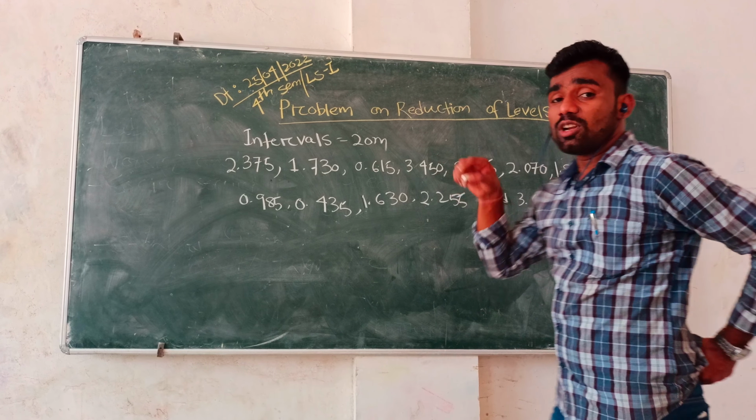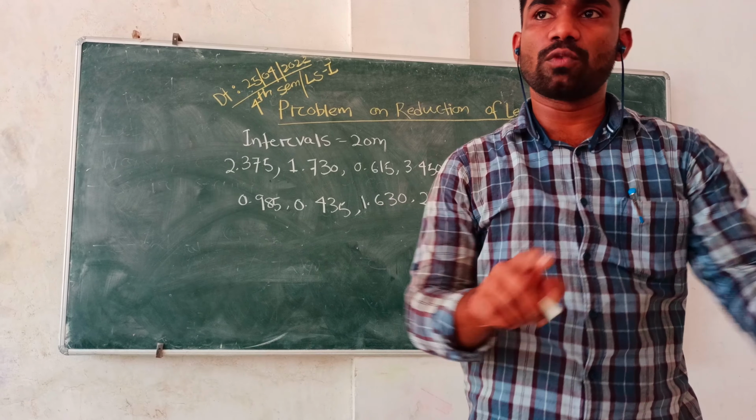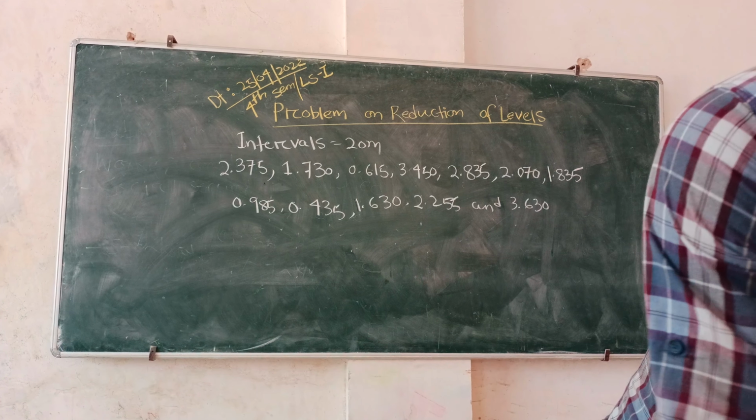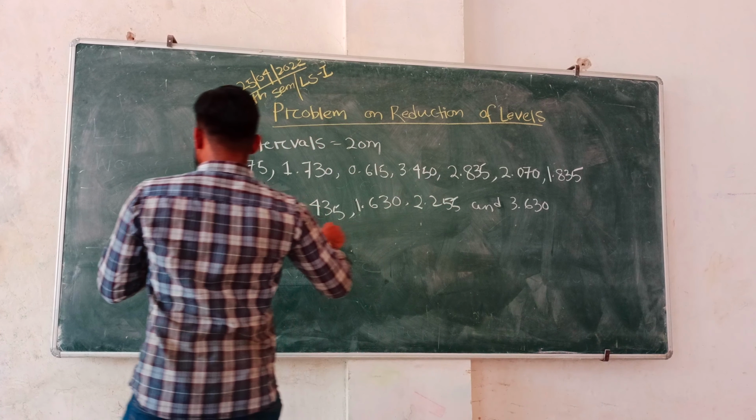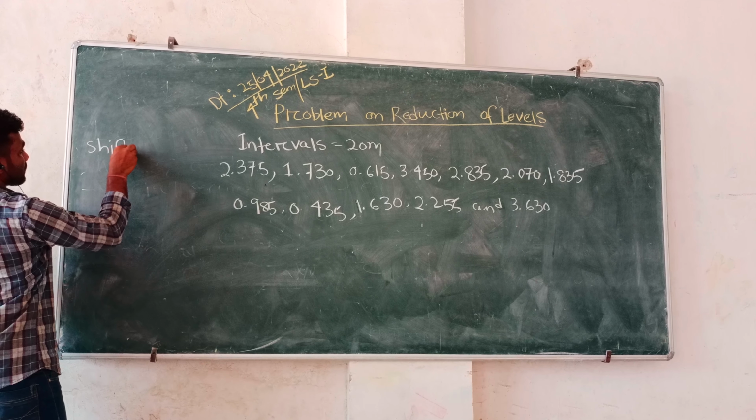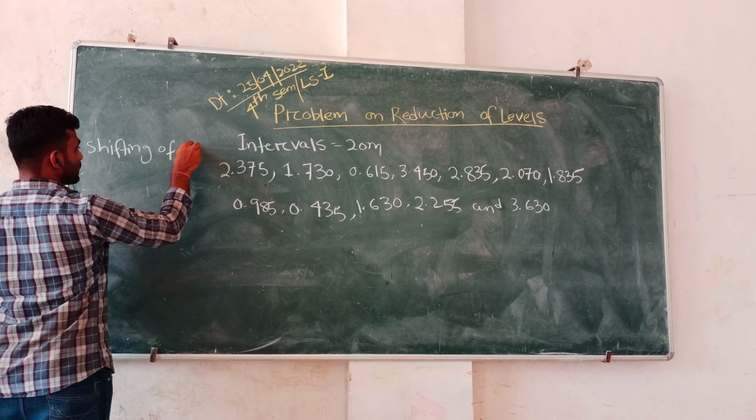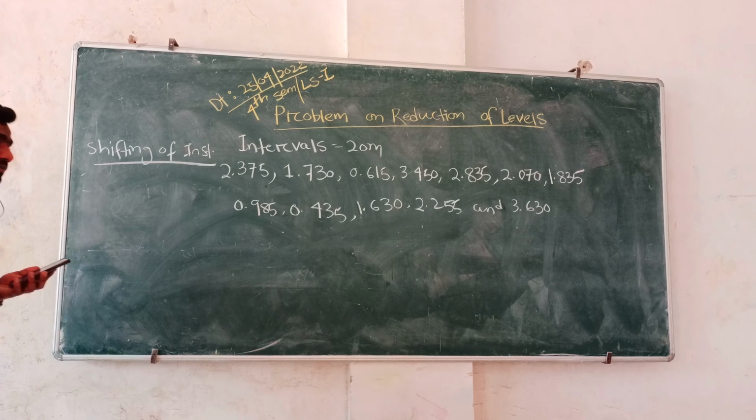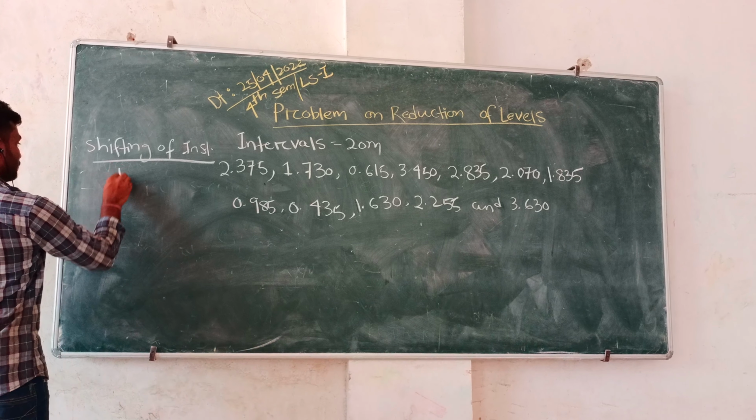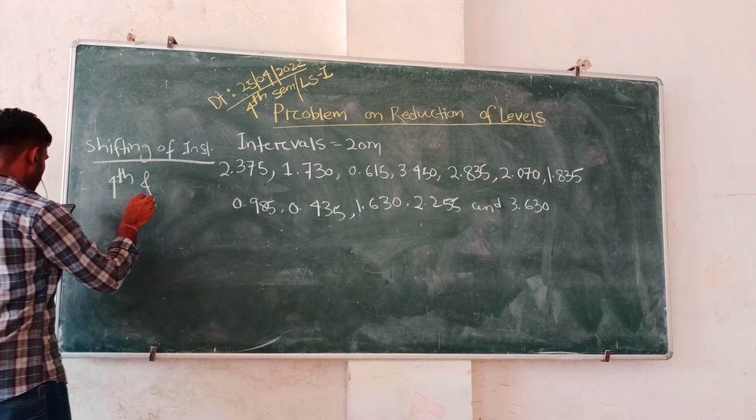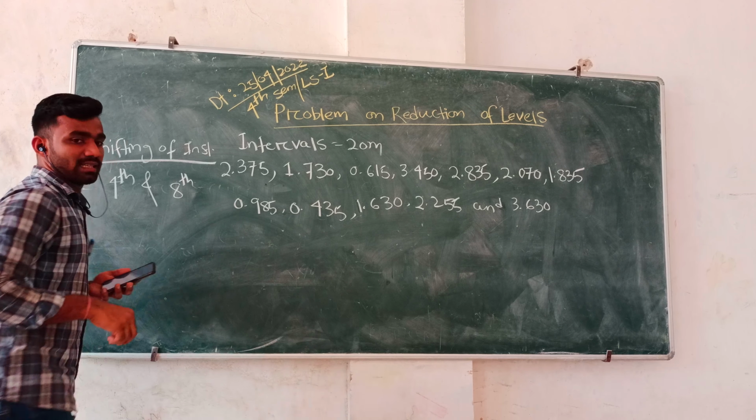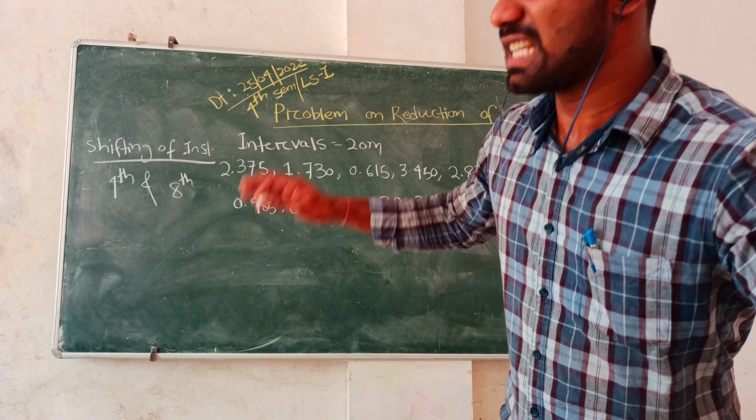Then how can you prepare the tabular format? Which one is foresight, which one is backsight? Nothing is written in it. But yes, there is some hint given in the question paper: the instrument is shifted. The shifting of instrument is after the 4th and 8th reading. That means after the 4th and 8th reading the instrument is shifted, changed.